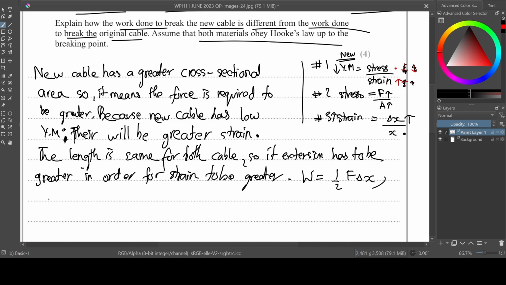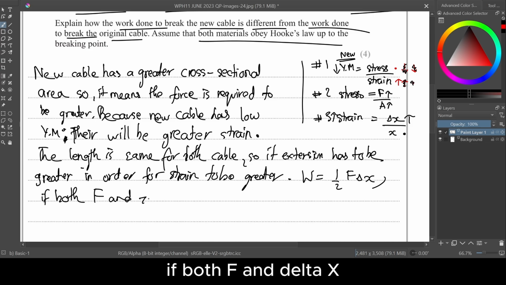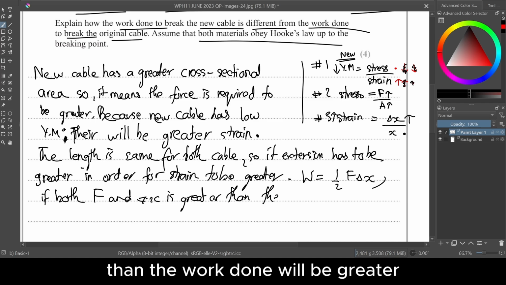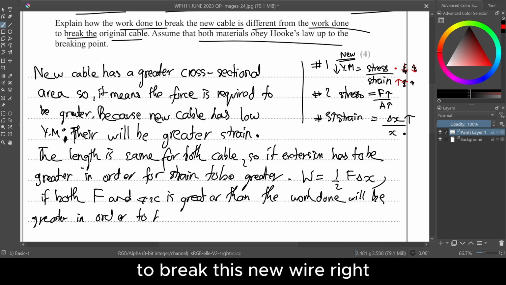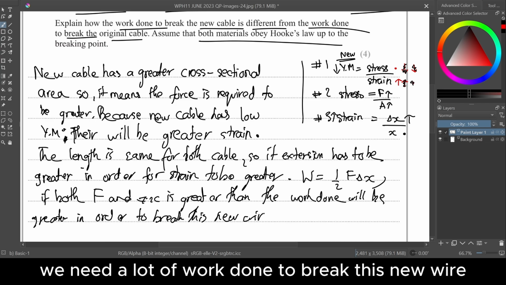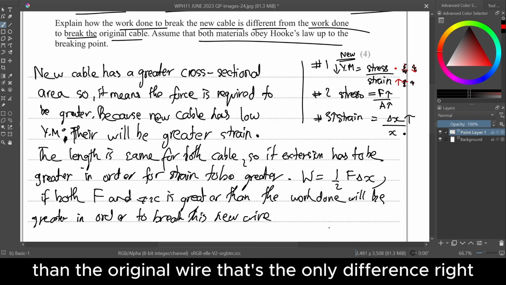This formula. If both F and delta X are greater, then the work done will be greater in order to break this new wire, right? We need a lot more work done to break this new wire than the original wire. That's the only difference.